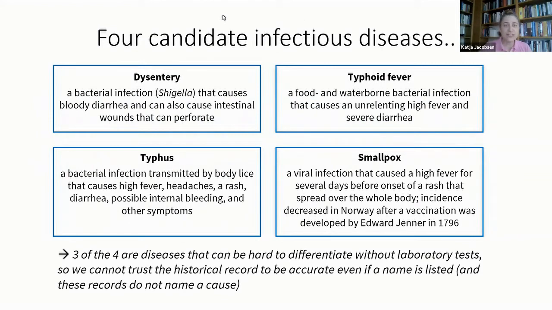So these 4 diseases, just in brief summary here: dysentery is a bacterial infection that causes bloody diarrhea, and it can cause intestinal wounds that perforate. So there were outbreaks of dysentery. They still happen in some parts of the world today. Typhoid fever is a food and waterborne bacterial infection that causes an unrelenting high fever and severe diarrhea, although typically it's not dysentery, it's not bloody diarrhea. So to those of us who work in epidemiology, we talk a lot about body outputs and their types.